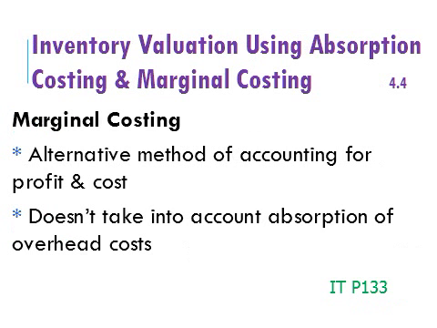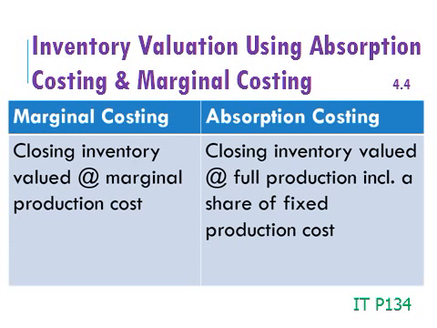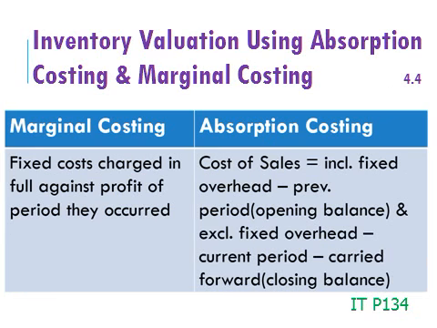Marginal costing is an alternative method of accounting for profit and costs, which does not take into account the absorption of overhead costs. In marginal costing, the closing inventory is valued at the marginal production cost. In absorption costing, the closing inventory is valued at the full production cost, including a share of the fixed production costs. In marginal costing, fixed costs are charged in full against the profit of the period in which they occurred.